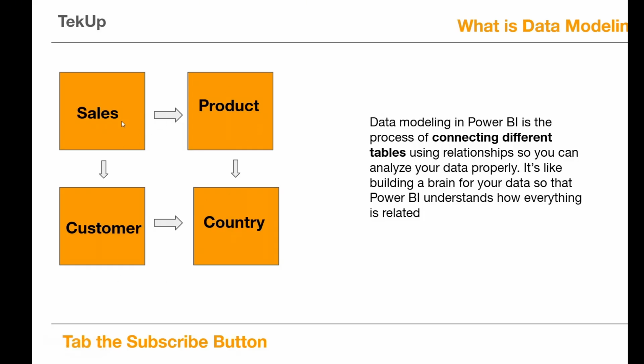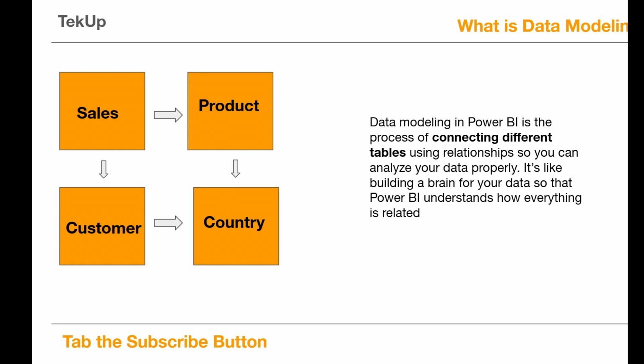Now, what is data modeling? Let's say we have these four different tables here, where we have the sales, the customer, the country, and the product. Now, these tables are actually linked with this arrow, showing that there is a relationship existing between these four tables. Now, this is what data modeling is all about. When we are talking about data modeling, we are simply trying to build a brain for our data, so Power BI will actually understand how our data are related. This will enable us to have a smooth analysis.